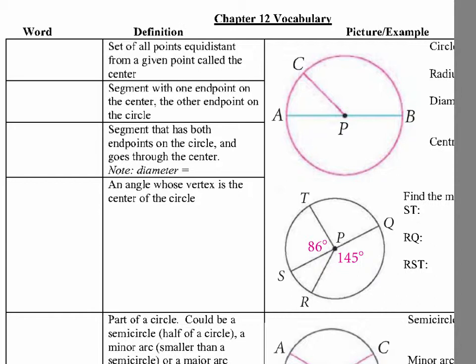With our chapter 12 vocabulary. So in other words, we're talking about circles. We'll just get right into it.